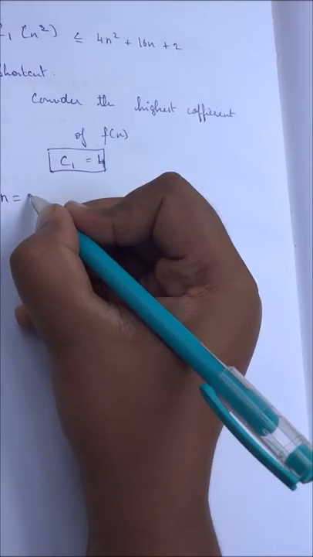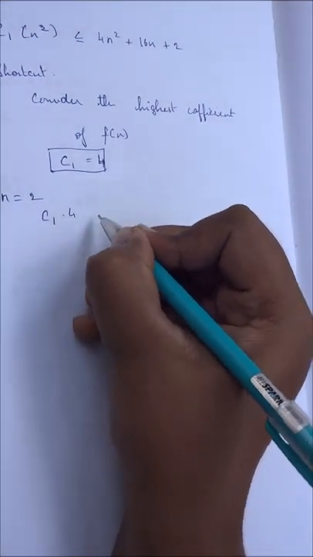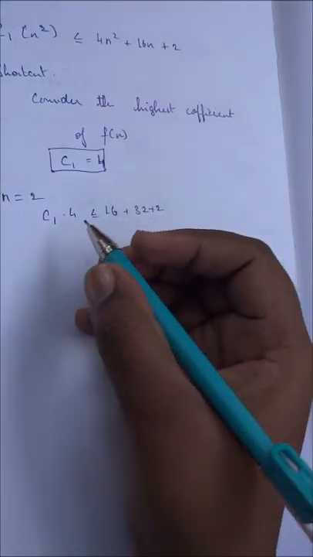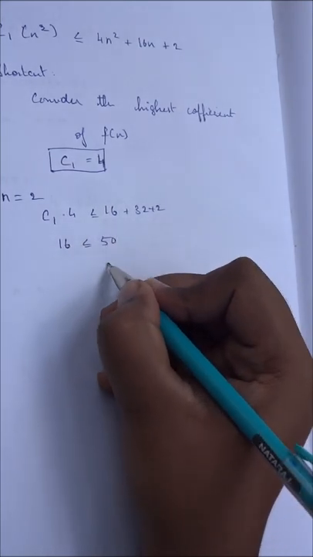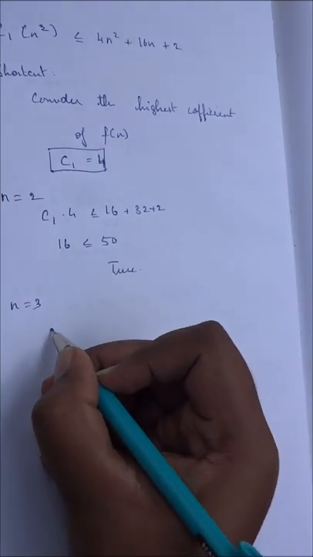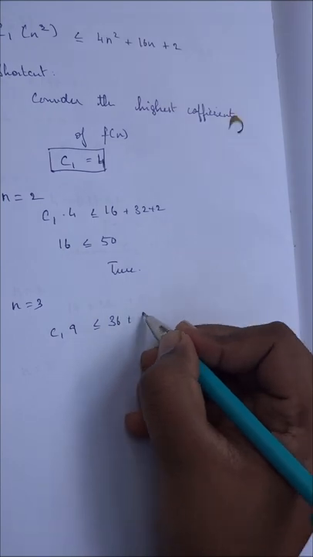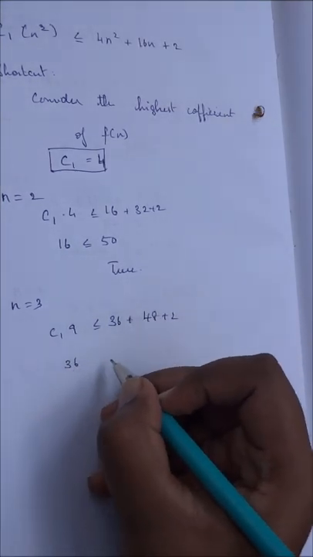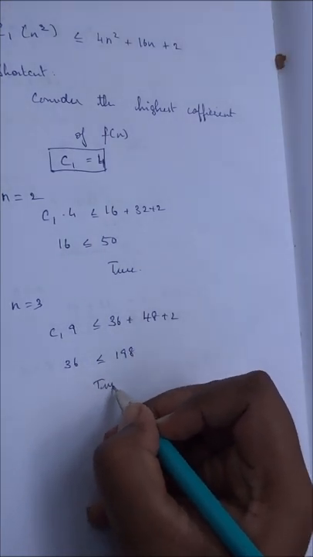When you apply c1 equal to 4 and now n equal to 2, we get c1 into 4 less than or equal to 16 plus 32 plus 2, which results in 16 less than or equal to 50. The condition is true. Now when applying n equal to 3, we get c1 into 9 less than or equal to 36 plus 48 plus 2, which results in 36 less than or equal to 198. Therefore, the condition is true.